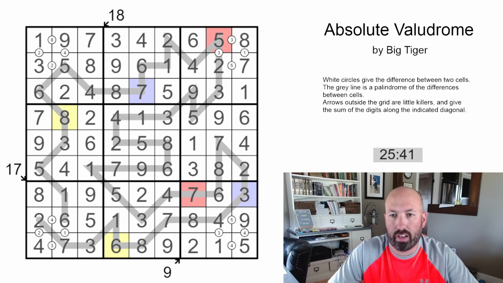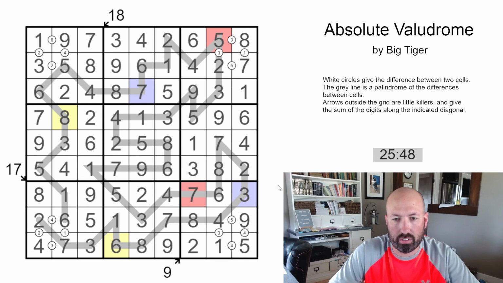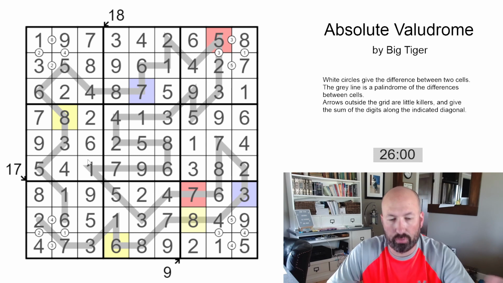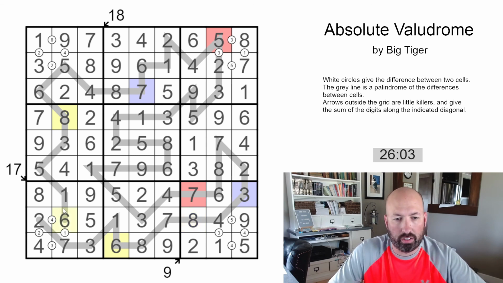All right, so that was Absolute Valudrome by Big Tiger. Kind of a cool idea with using the differences on a palindrome instead of the actual digits as a palindrome. And I guess you could take a normal palindrome where the numbers are in the same order, and it would have this same property where the differences would be the same. But it's kind of interesting to take a palindrome that's not a normal palindrome and still have all the differences be the same. I'd be interested to know how long it took to come up with a solvable puzzle that actually had a palindrome with that property.